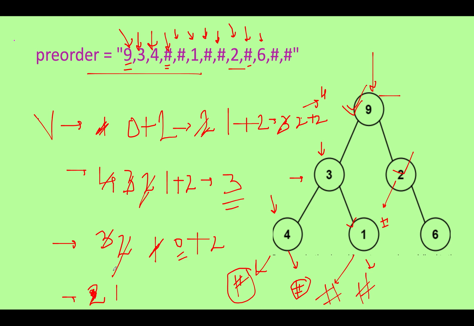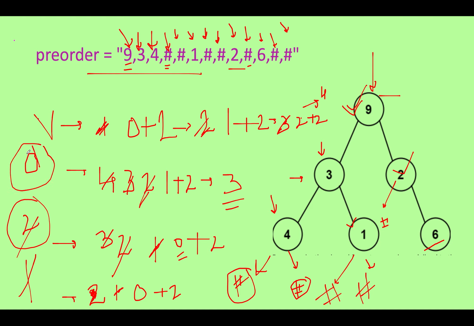Next we have 6. Vacancy gets reduced by 1. It gets updated to 0, and 6 is a non-null value, so vacancy gets increased by 2. So the vacancy variable now holds 2. Next we have a hash. Hash represents null and vacancy gets reduced by 1. Again we have a hash, vacancy gets reduced by 1. So the last value of the vacancy once the iteration is done is 0.